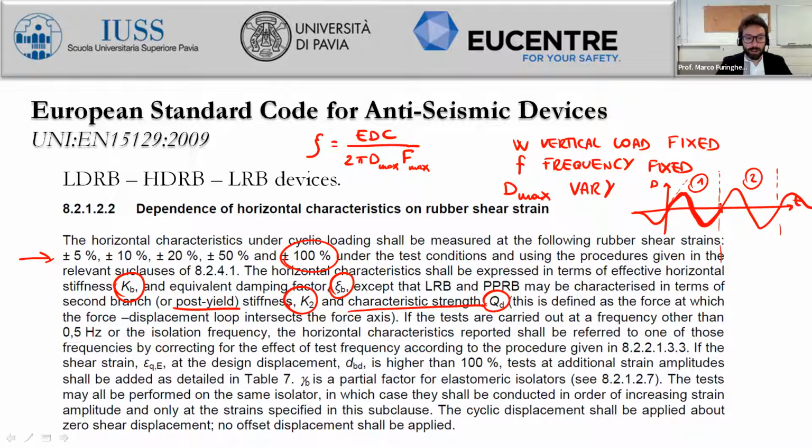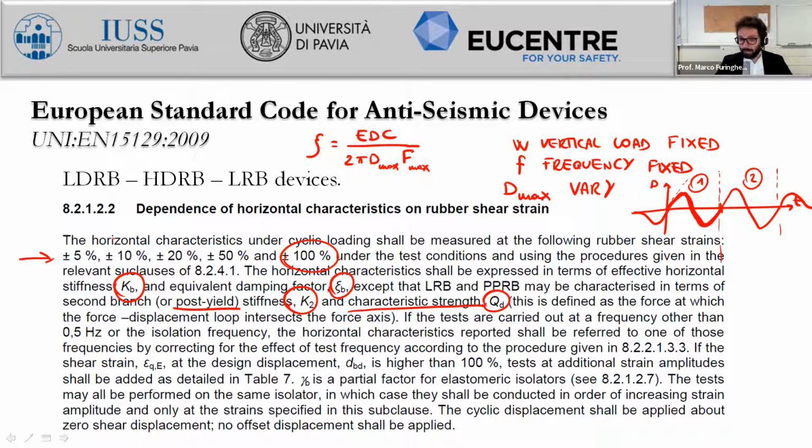And so this paragraph for this typology of tests describes the mechanical properties which are the most important for rubber bearings generally. For high damping and low damping, we have to focus on effective horizontal stiffness and equivalent damping factor. But for lead rubber bearings, we will focus on the post-yield stiffness and the characteristic strength.